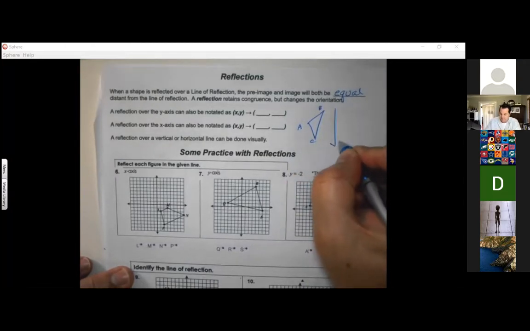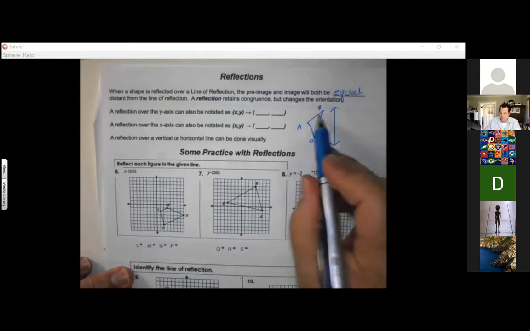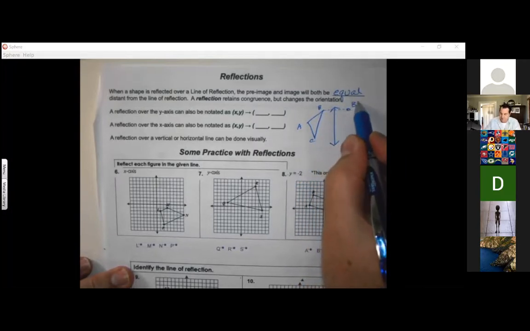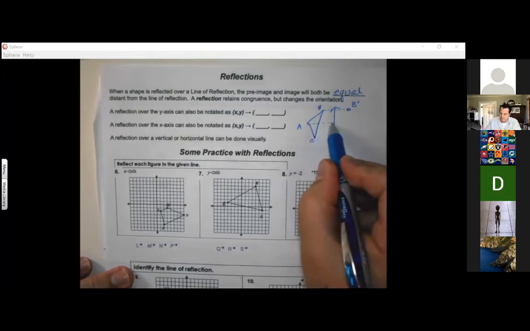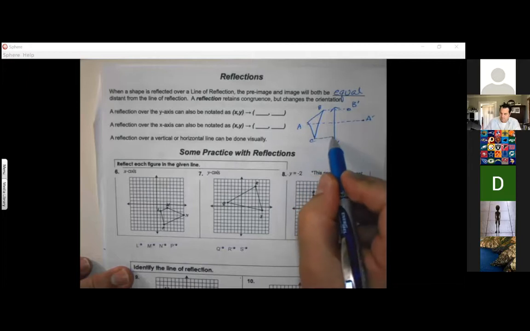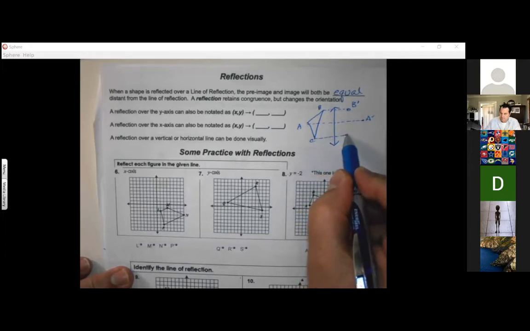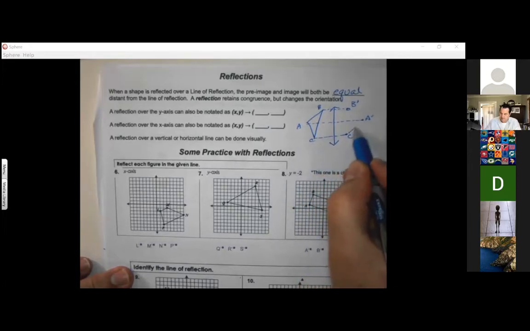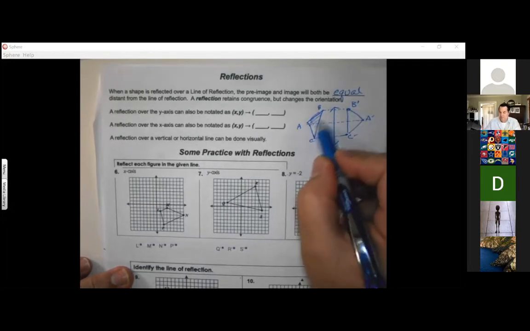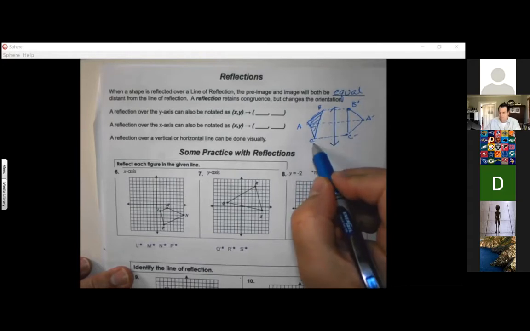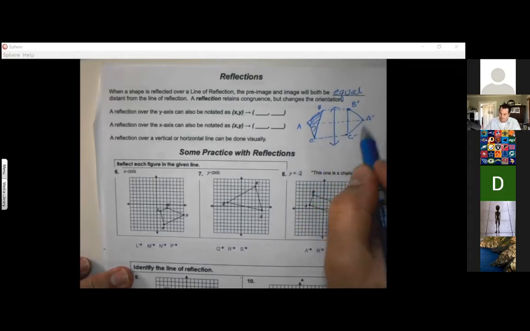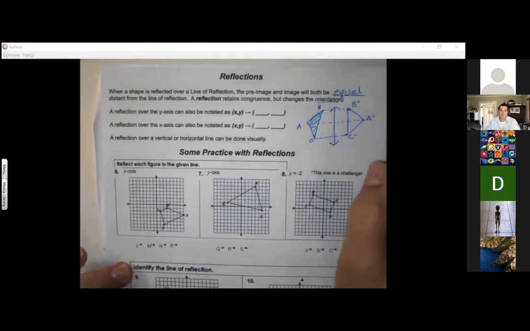What I mean by that is if I start with a triangle, like ABC, and here's my line of reflection like a mirror, when it reflects through here, that'll be my B prime. That'll be my A prime. That'll be my C prime. And when I connect these, what I'll see is this shape was clockwise ABC. This shape will be counterclockwise A prime, B prime, C prime. It changed its orientation. It's a mirror image.